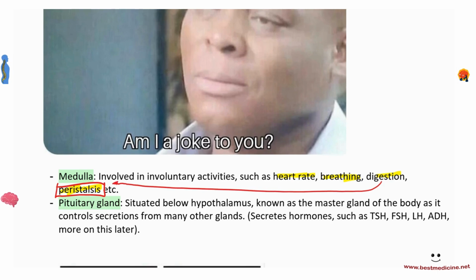Pituitary gland. Pituitary gland is situated below the hypothalamus, and so hypothalamus has a major influence on the pituitary gland. And it is also known as the master gland of the body because it controls secretions from many other glands. It secretes hormones such as thyroid-stimulating hormone, FSH, follicle-stimulating hormone, luteinizing hormone, and anti-diuretic hormone.